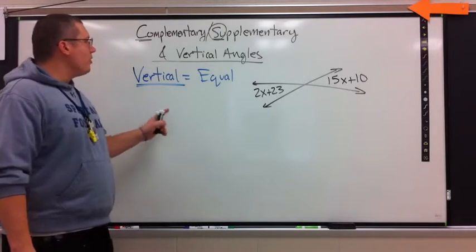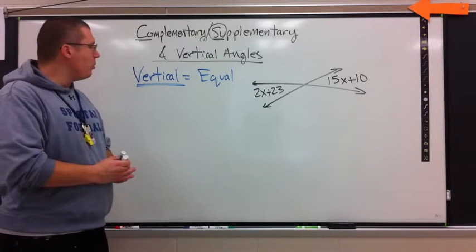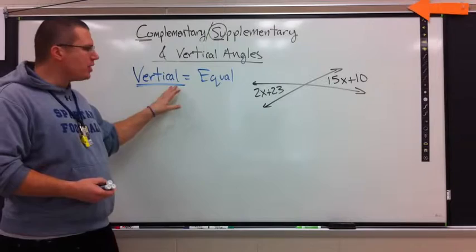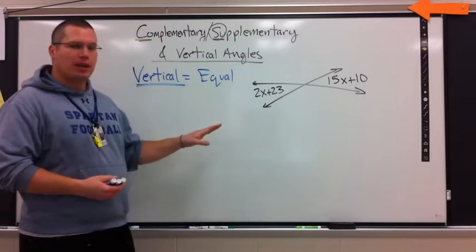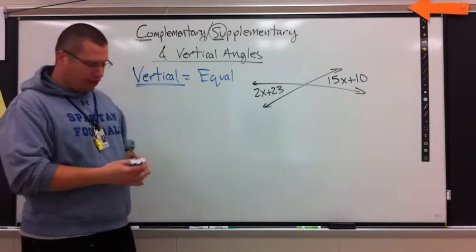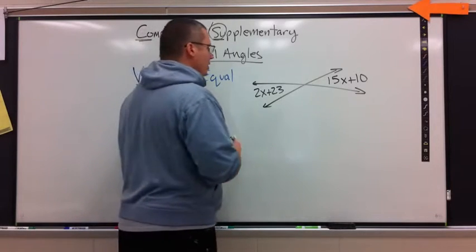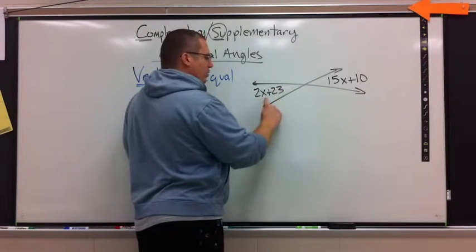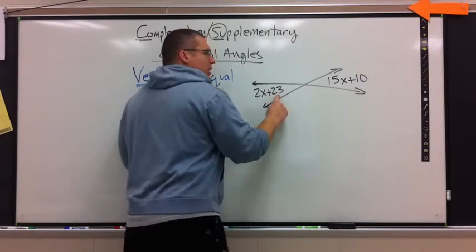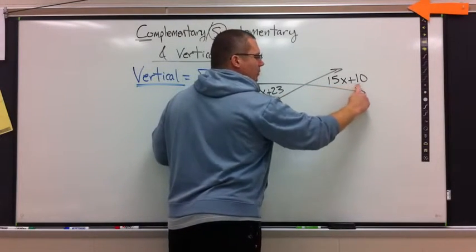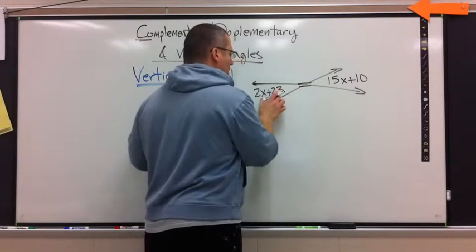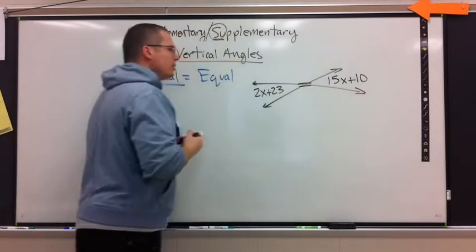The last type is vertical angles. Remember, they are equal. They're back to back. Although the concept is fairly simple, sometimes the solving is a little more complicated just because they are equal to each other. What I often like to do is, if I take a look at the picture, it says what this angle is, it's equal to 2 times x plus 23. This side is 15x plus 10. What I like to do is just put an equal sign between them.